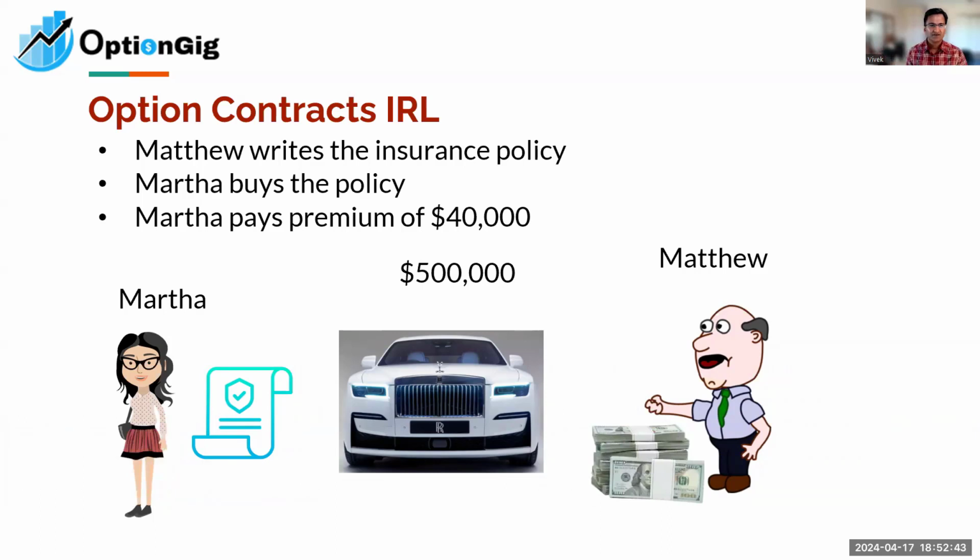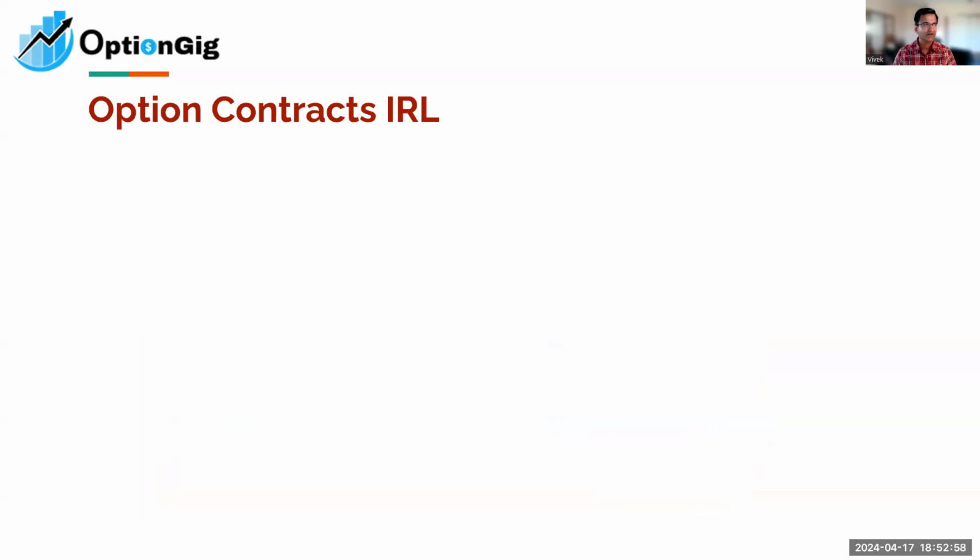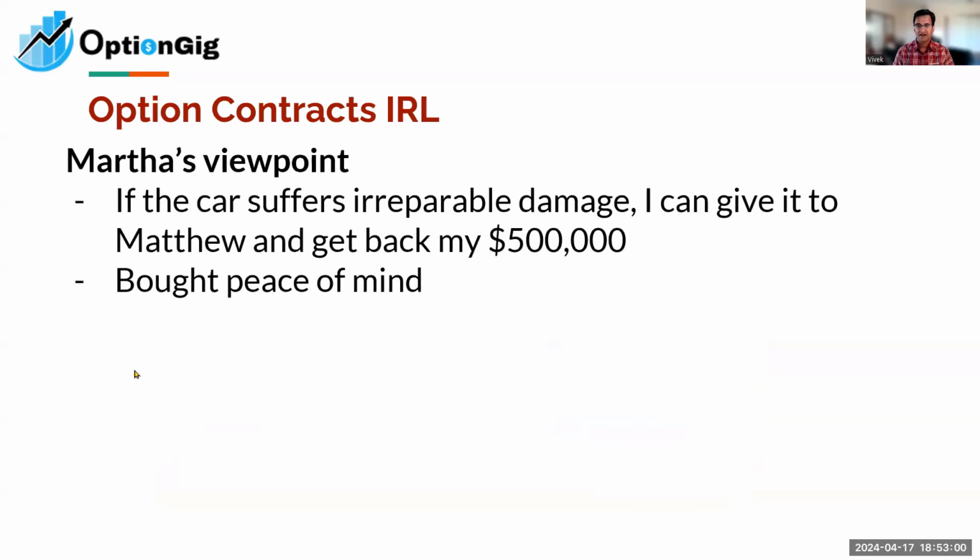That's done. You can substitute Matthew with Geico, AAA, State Farm. I don't care whichever insurance you deal with. And this is an example of an option contract, and I'll explain to you how. But why do we get into this contract? Why would Martha want to spend $40,000? Her viewpoint is, gosh, if anything happens to my car, if it is irreparable damage, I can get my $500,000.